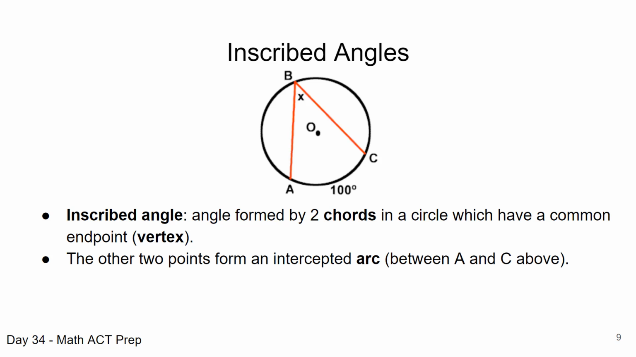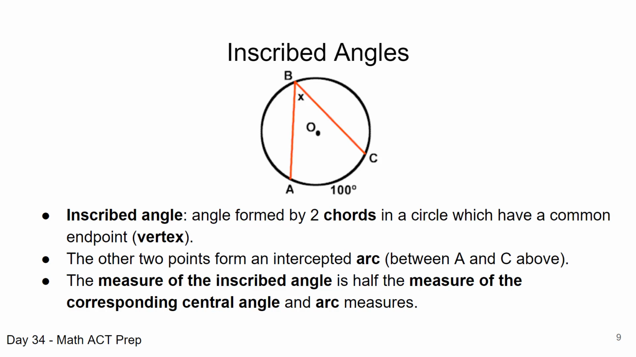Now the other 2 points, A and C, form an intercepted arc, and we see that here in our picture. We're given the measure of the arc in our picture above as 100 degrees, and there is a relationship between the measure of the inscribed angle, which is X in our picture. It is half the measure of the arc, or half the measure of the corresponding central angle. If we showed the central angle that was formed by AOC above, that is the same as 100 degrees.